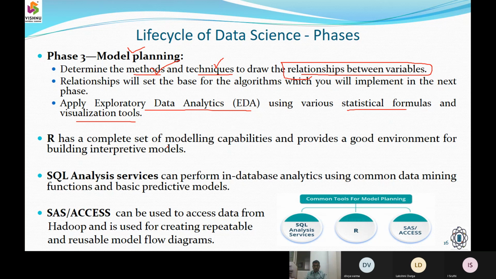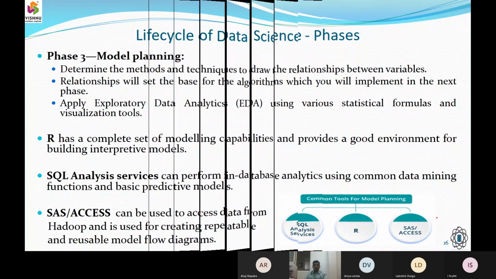It is going to completely support such model planning capabilities and provide a good environment with various tools. Along with R, we have advanced SQL that Oracle provides, and some more such as SAS, etc. These are some of the tools available for the life cycle of the database.